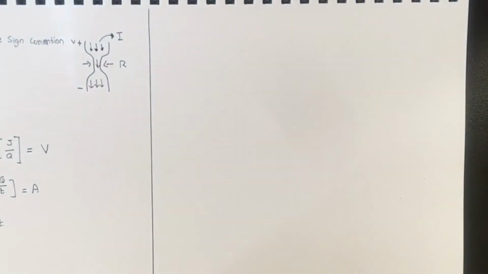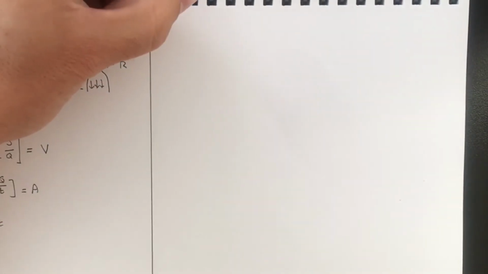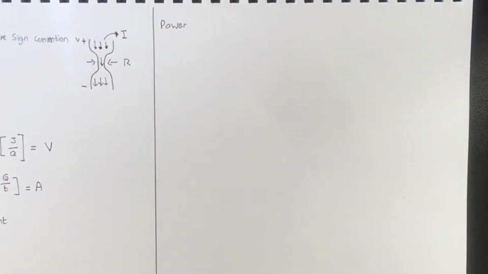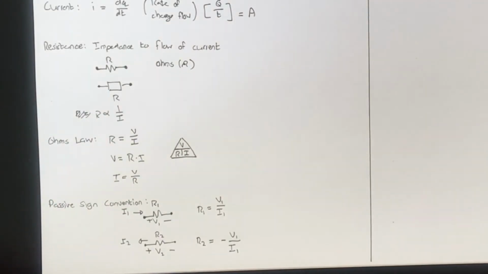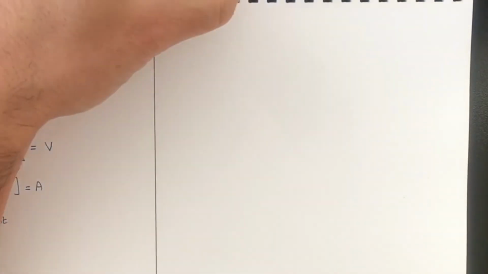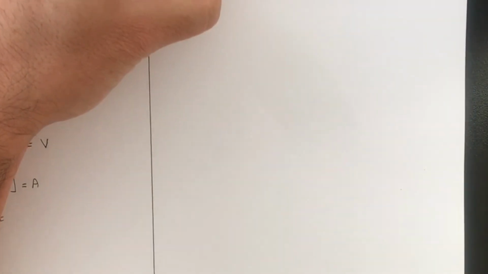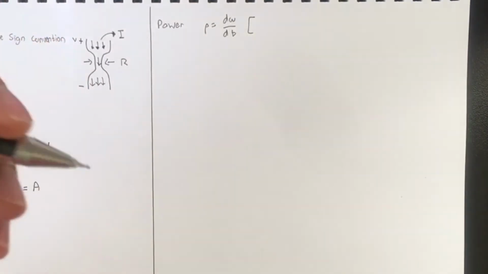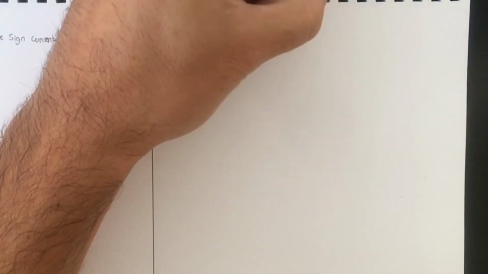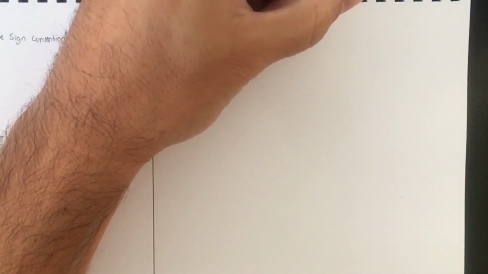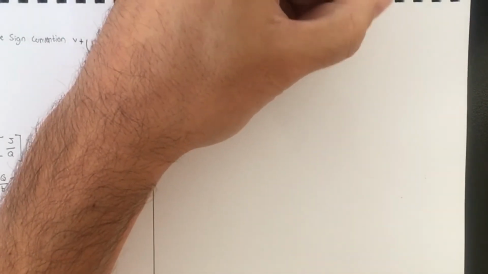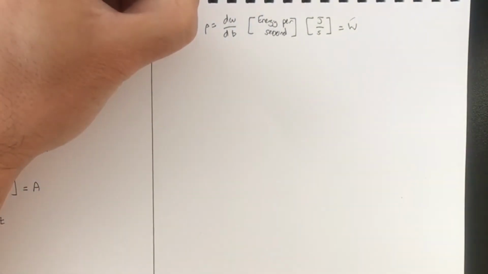Since I've spoken about power abstractly, let's describe it quickly so that I can better explain the passive sign convention. We denote power in its differential form, of course, as dW over dt. So this is the energy per second, the rate of energy delivery or dissipation within an element in an electric circuit. The units are joules per second, or watts, which we are mostly familiar with.